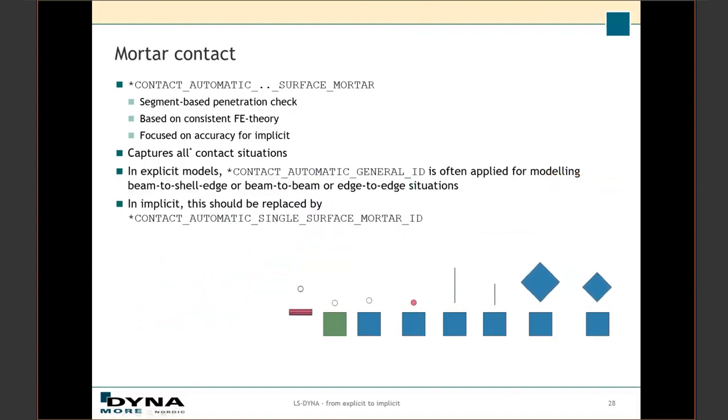What you might have in your explicit model is this contact automatic general using null beams to capture edge to edge or beam to beam contacts. I would not recommend using this contact automatic general in implicit. You can replace this one as well with automatic single surface mortar. It will handle also beam to beam.